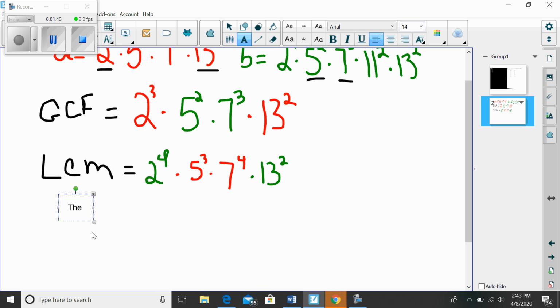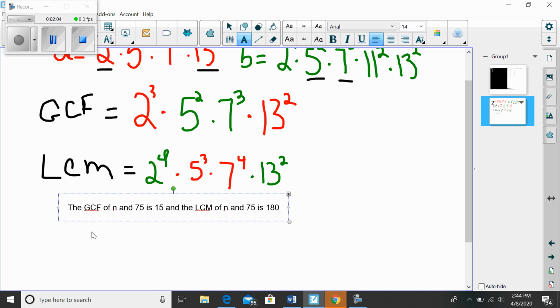So we have the GCF of n and 75 is 15. And the LCM of n and 75 is 1800. Okay, find n. All right, so pause the video and try this.